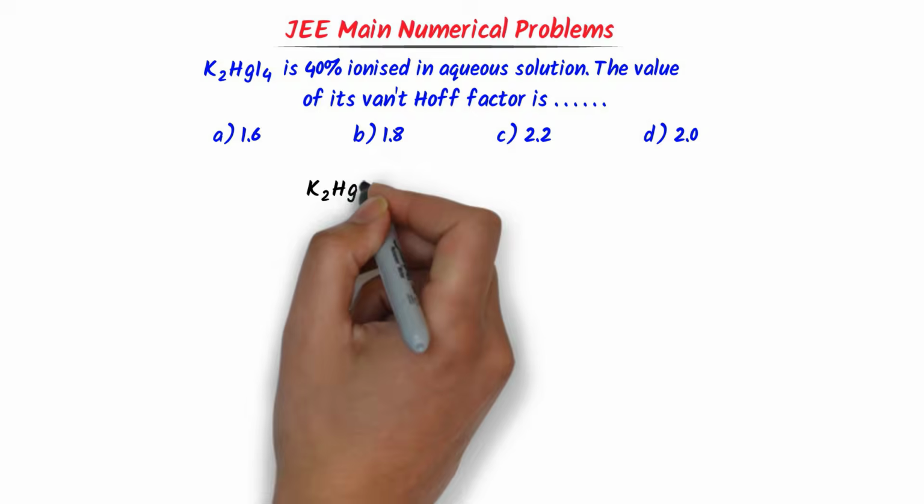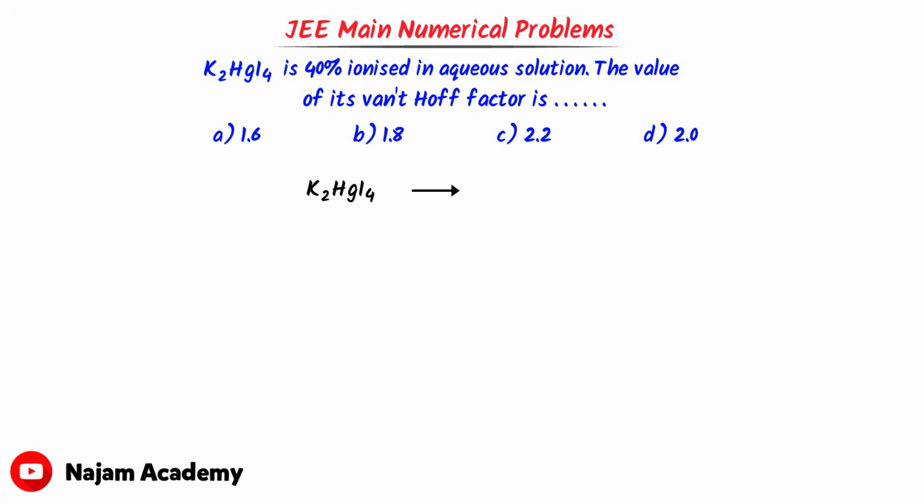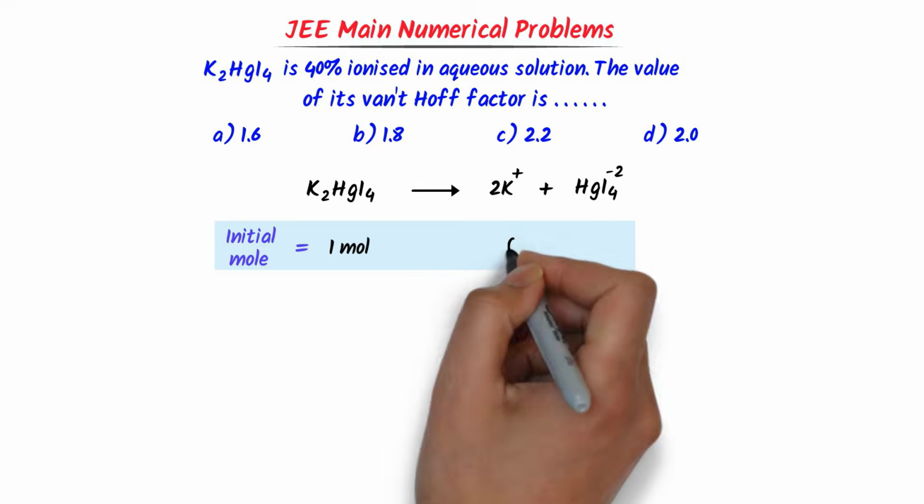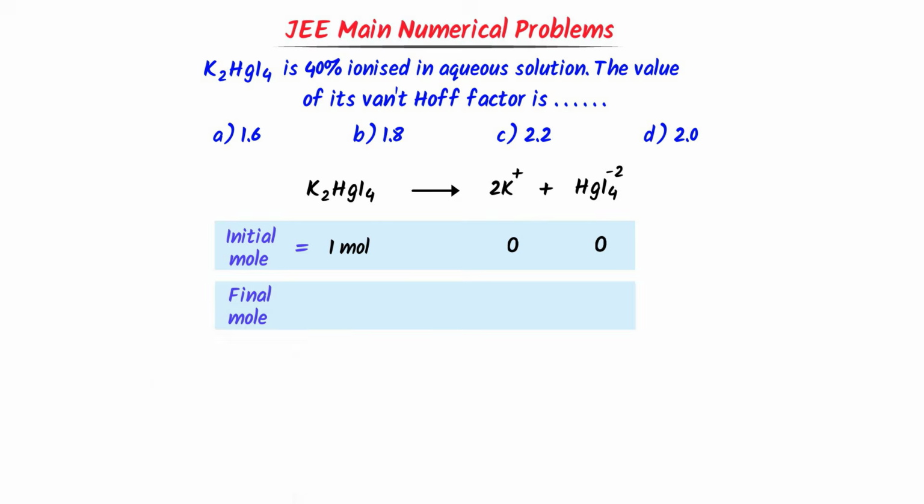We know that 1 mole of mercuric potassium iodide ionizes into 2 moles of potassium ions plus 1 mole of HgI4 ions. Now the initial moles of the solution are 1 mole, 0 mole and 0 mole. The final moles: 1 mole of mercuric potassium iodide ionizes to 2 moles of potassium ions, so I write 2 alpha, and 1 mole of HgI4 ions, I write alpha. Now how many moles of mercuric potassium iodide are remaining? It is 1 minus alpha.